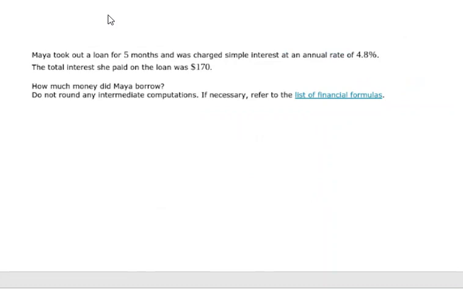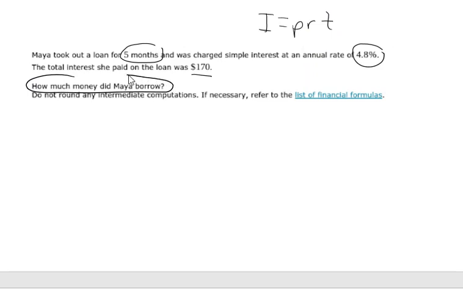Okay, this is another question that a student emailed me. Maya took out a loan for 5 months and was charged simple interest at an annual rate of 4.8%. And the total interest she paid was $170. How much money did Maya borrow? Okay, so we're going to use our simple interest formula. We're going to plug in the things that we know to figure out what we don't know. This one is asking us to find out how much did Maya borrow. That's the P. The P is the thing that we don't know here.